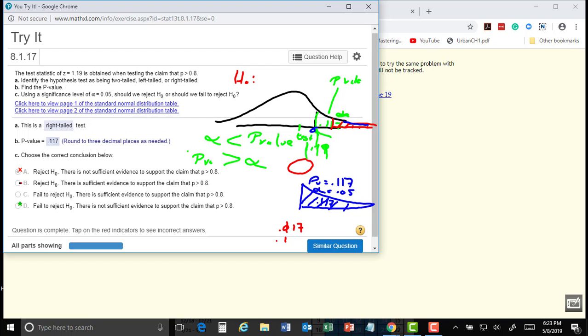Right. See, for some reason, I don't know why I did it, but I thought that. Anyway, there isn't any doubt that the p-value is greater than this. Anytime the p-value is greater than the alpha, you're in this range, which is the do not reject.